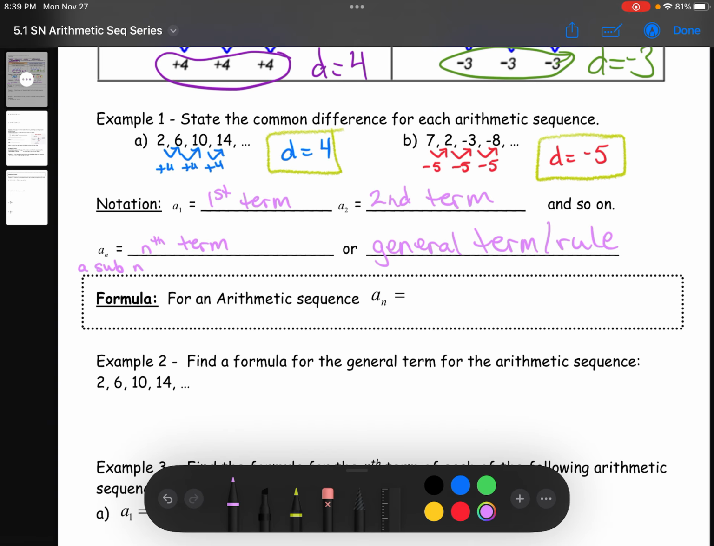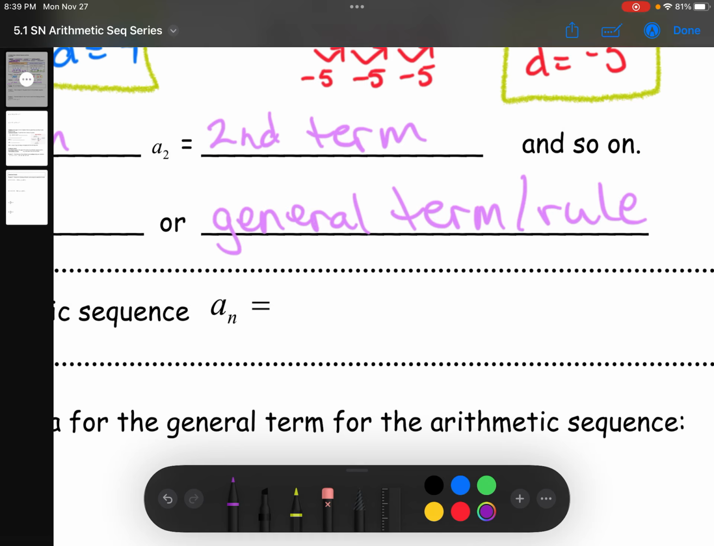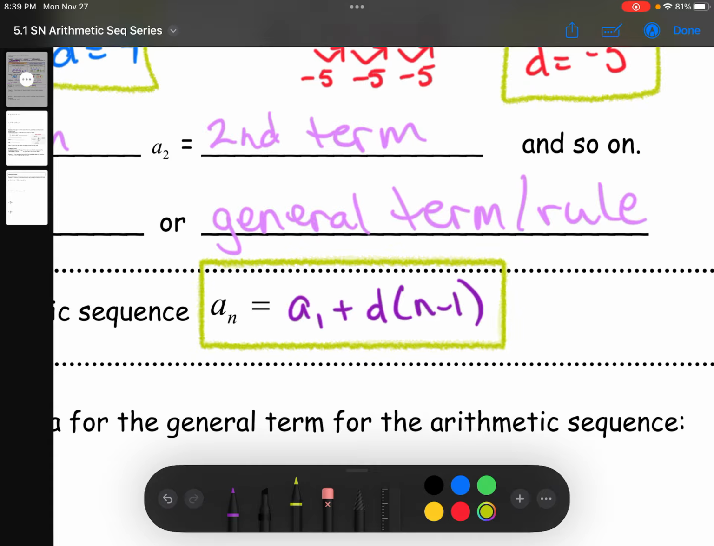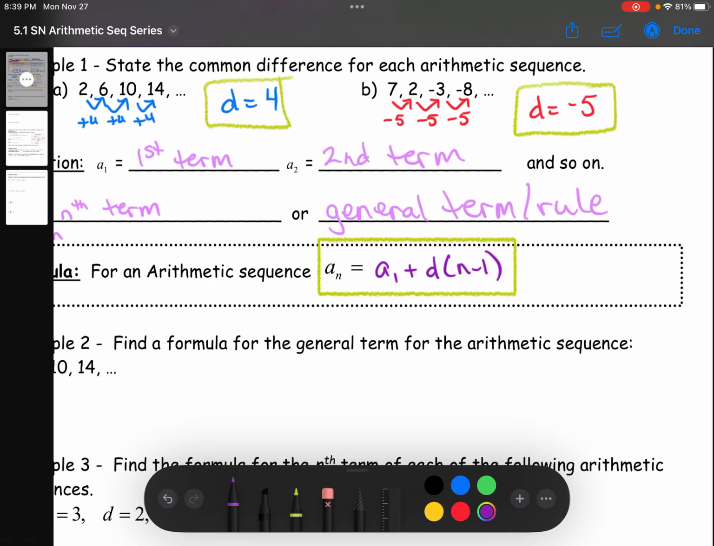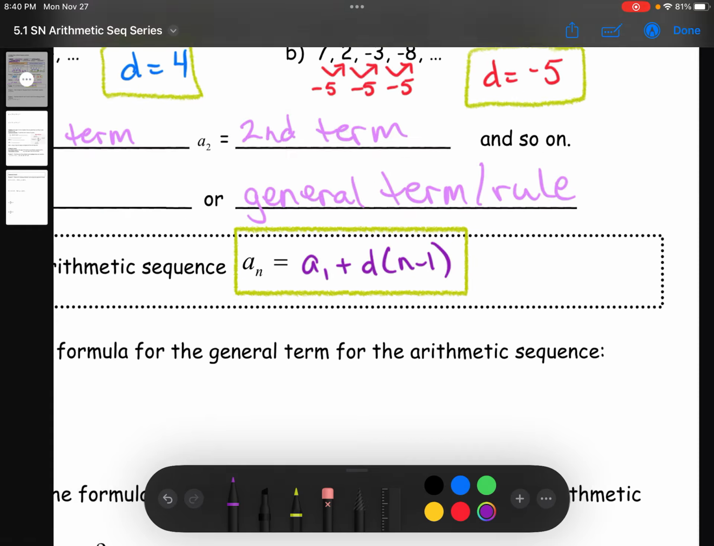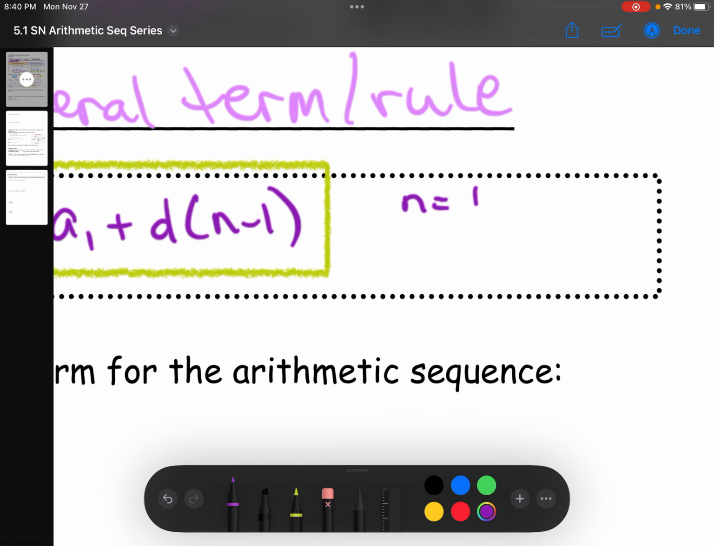So, the basic formula for an arithmetic sequence is that A sub n, the general term, is equal to A sub 1 plus D, that common difference, times n minus 1. This is your general term for an arithmetic sequence. A1 being the first term, D being the common difference, n is the number of terms. A term, remember, is a value in the list.